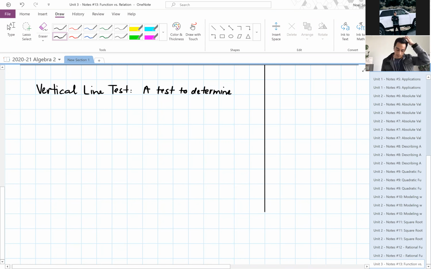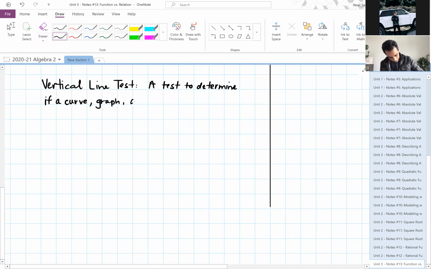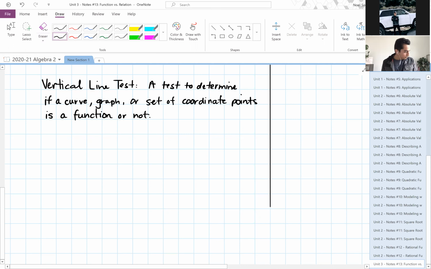Yeah, this would go in your fifth box. Yeah, that's right. A test to determine if a curve, graph, or sometimes you'll just get a bunch of coordinate points all over the coordinate plane, is a function or not.